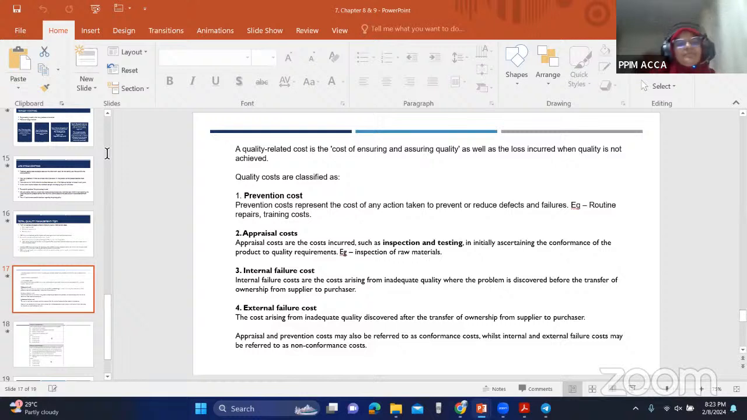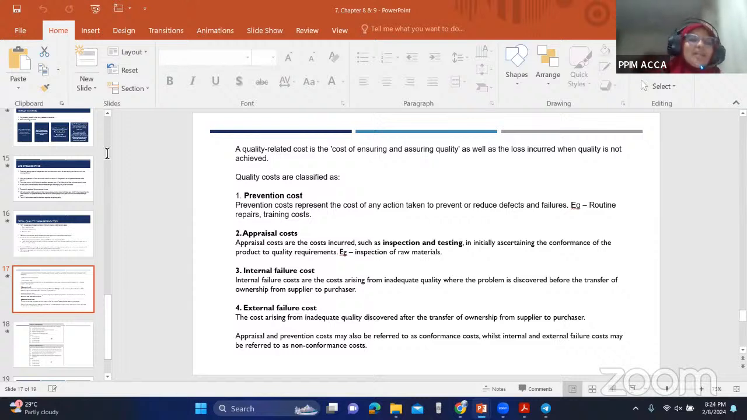Okay. So what that question is talking about is something called quality related cost. So what is quality related cost? It's the cost of making sure that your product is of good quality. Okay, so if you have to make sure that your product is of good quality, then there are certain things that you can do. For example, you can have a quality controller. So if you have a quality controller, obviously you have to pay him a salary. That is a cost.